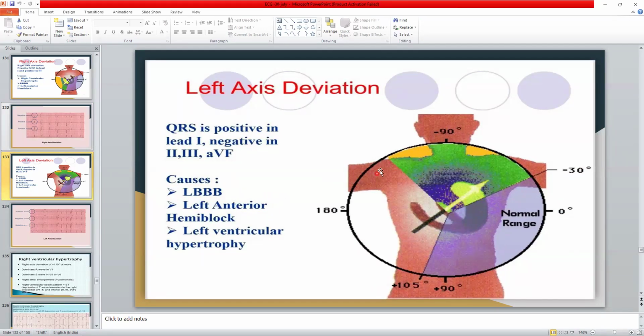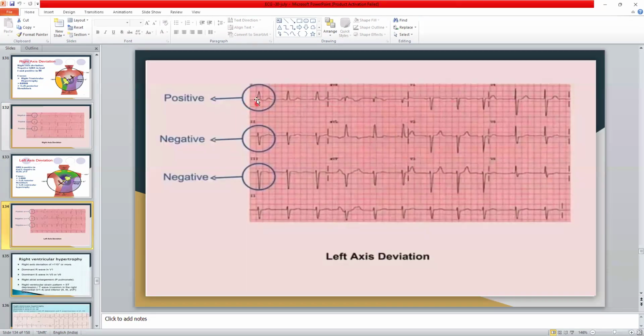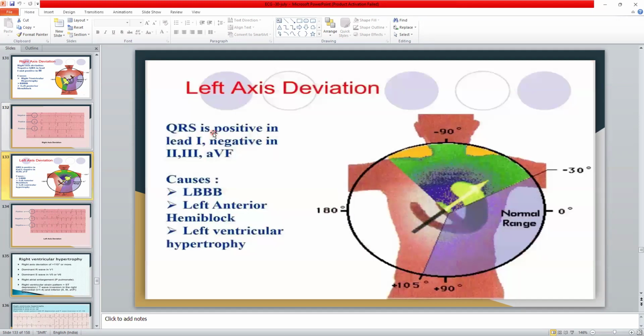Coming to the left axis deviation, the QRS is positive in lead 1 but negative in lead 2, lead 3 and AVF. Here you can see in lead 1 the R wave is larger than the S wave, so it is positive, whereas in lead 2 and lead 3 R wave is smaller than the S wave, so it is negative. Even in the AVF, R wave is smaller than the S wave, so it is negative. Causes are left bundle branch block, left ventricular hypertrophy, and left anterior hemiblock.